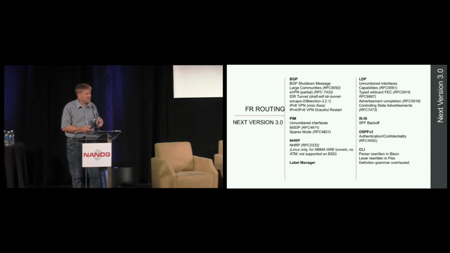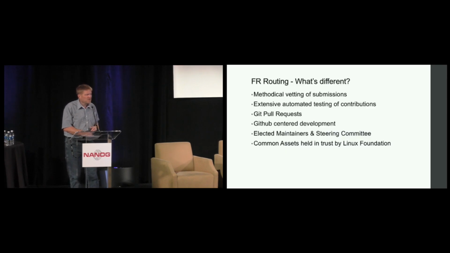And I would suggest that if you are looking in the space of open source routing stacks, that free-range routing should be on your short list of things to look at, not only to play with, but to actually implement. We're talking to OpenBMP and to various other people as well about getting new features and new stuff pushed in here. So what's different about free-range routing is that there is actually a methodical vetting of submissions.